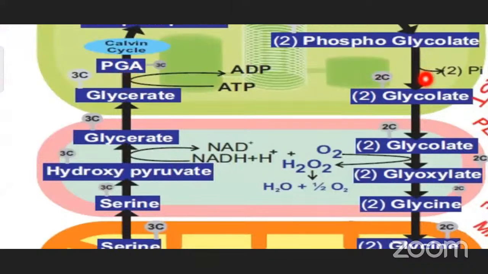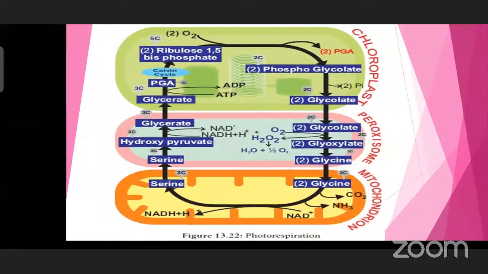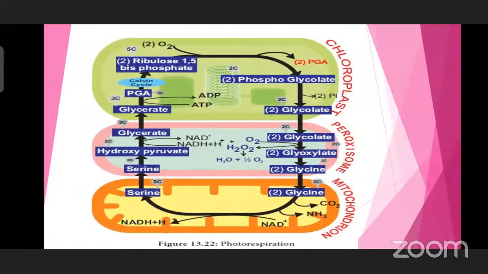You can see in the beginning the 2 carbon compound phosphoglycolate is losing the phosphate and going to the peroxisome, mitochondria, and again getting transformed and again coming back to the chloroplast. Again it is added with ATP. That means glycerate is phosphorylated and phosphoglyceric acid is formed here. So this is nothing but our C2 cycle. I hope you understood this one. Once again, I will explain the same thing.